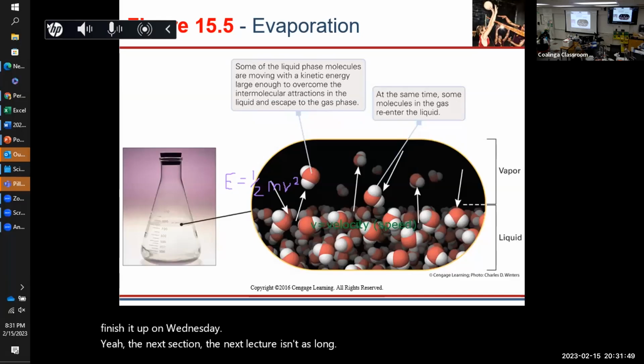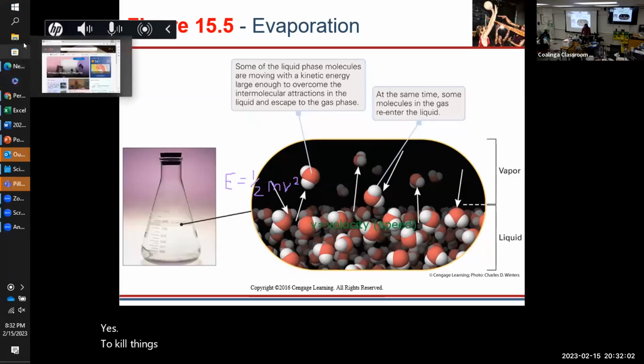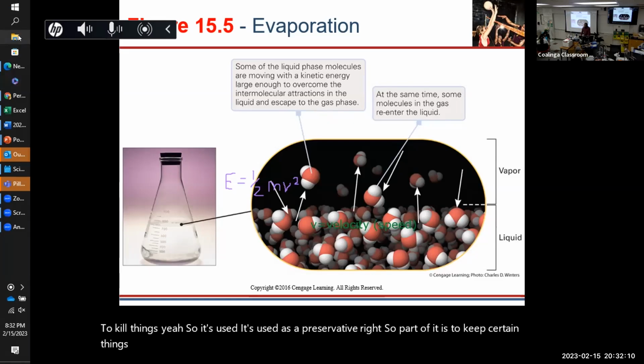Okay, so let me read some of these messages. Quick question, Dr. Henry. Yes. Why do they put phosphorus in food? To kill things. Really? Yeah. So it's used as a preservative, right? So part of it is to keep certain things from surviving. They put levels that aren't going to affect us, but they'll affect bacteria.